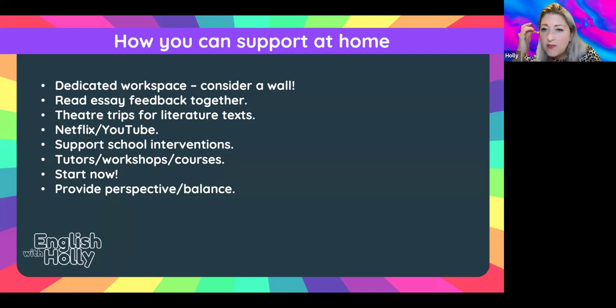Someone's asked me to go over the revision timetable. That's not something I'm covering in this session, but I was just explaining I do a study skills course.